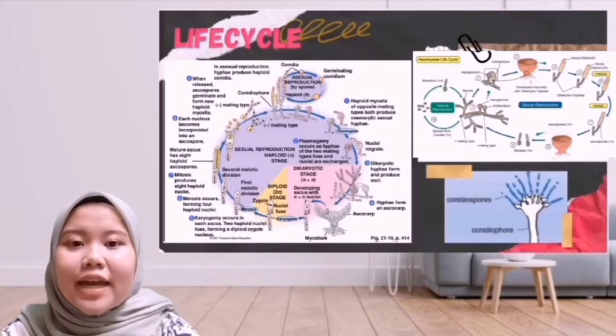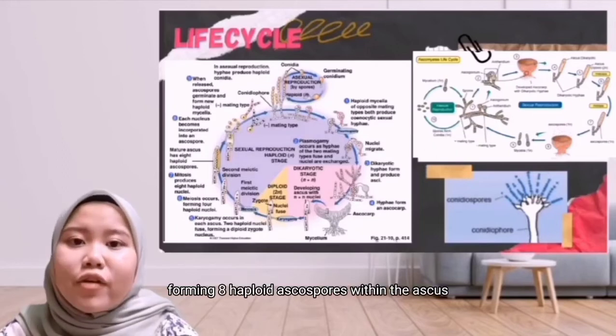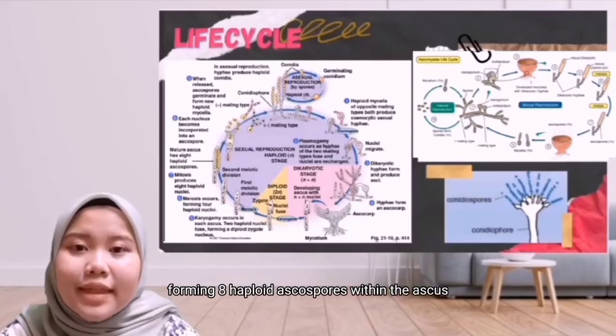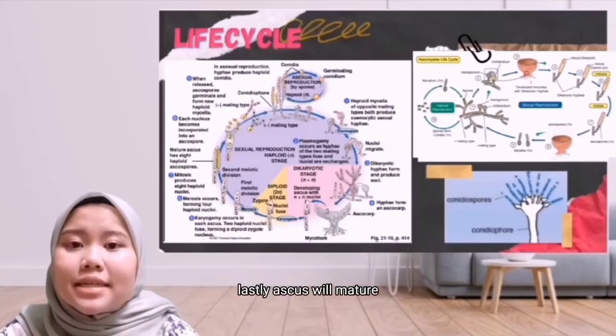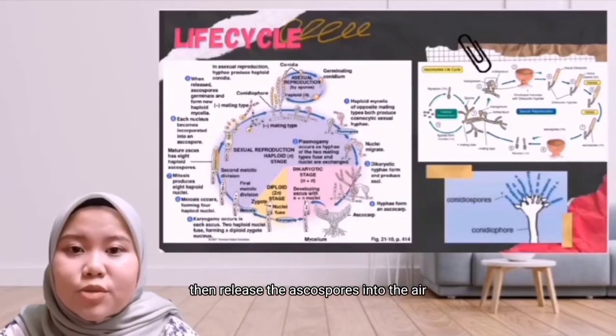Then the diploid zygote undergoes meiosis and mitosis, forming eight haploid ascospores within the ascus. Lastly, the ascus will mature, then release the ascospores into the air.